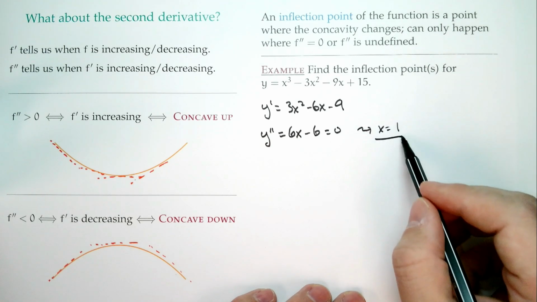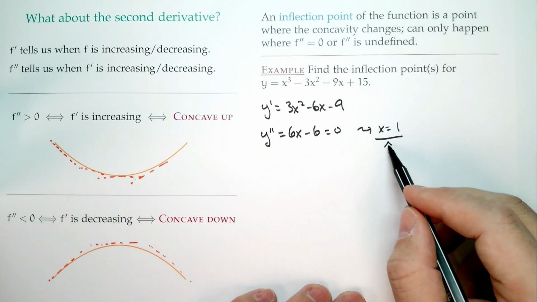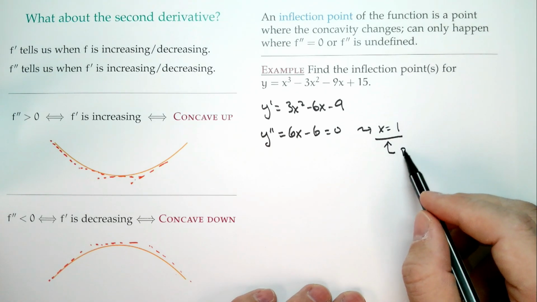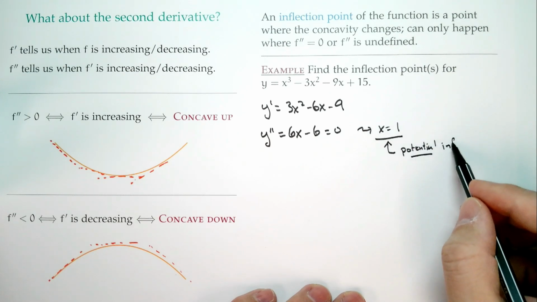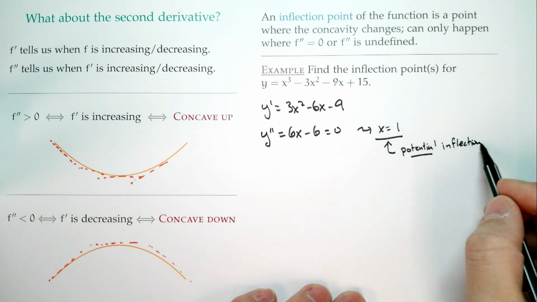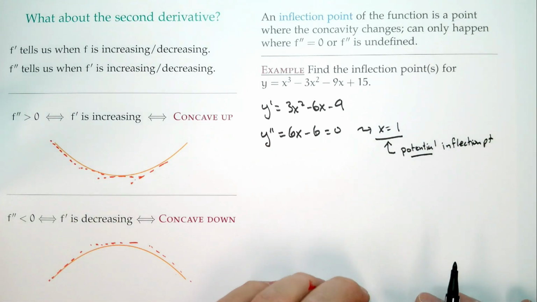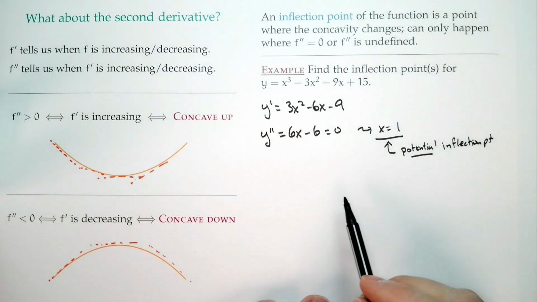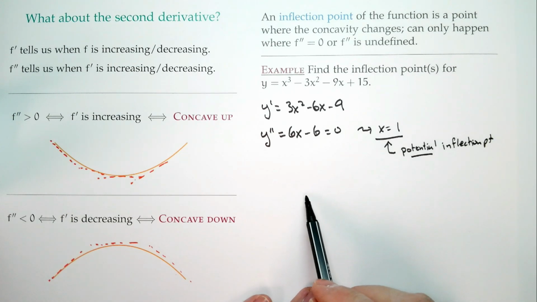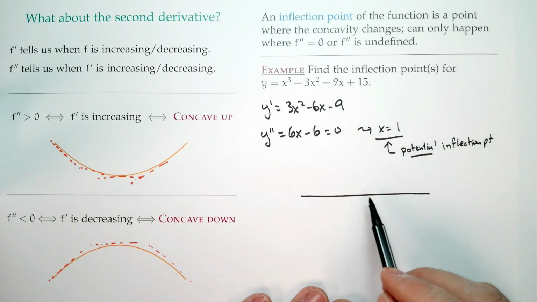Now, is that an inflection point? Not quite. This is a potential inflection point, because it's a place where the second derivative could change sign, but it doesn't necessarily have to change sign. We already have a term for critical points. We don't really have a name for potential inflection points. So we'll just say, okay, it could be an inflection point at 1. But how do we check?